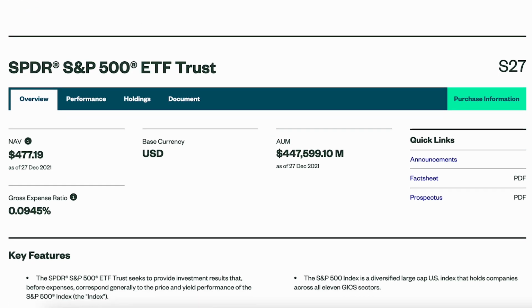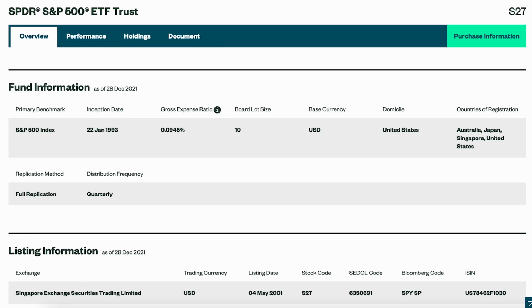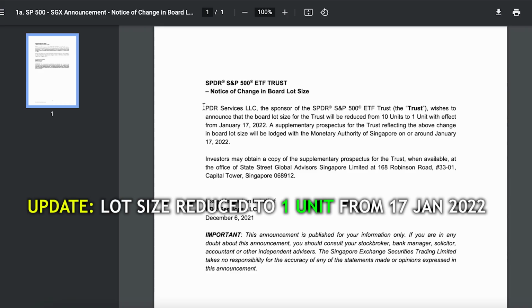Now, the other alternative is actually to buy this ticker called S27 on the Singapore Stock Exchange. This ticker S27 actually tracks the S&P 500 Index as well. But you must understand that for this ticker, there is a minimum lot size, which is 10 shares per transaction. And this is denominated in US dollars, right? So we are looking at more than $4,000 per transaction. If we are talking about dollar cost averaging every month, then I think this may not be a really cost effective way, because not everyone could shell out 4,000 USD every month to dollar cost average using SRS.